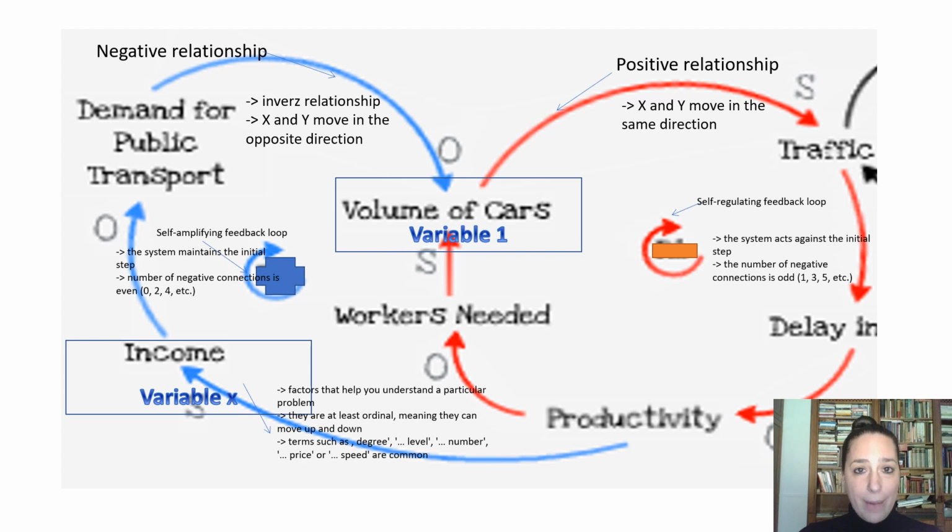So here's another example to understand what we're going to do. We have to work with variables in this simple system map. The variables are like volume of cars, traffic, delay, productivity, income. Variables are factors that help us understand a particular problem. They are at least ordinal, meaning they can move up or down. This means that we often use terms like degree, level, number, price, speed, etc.